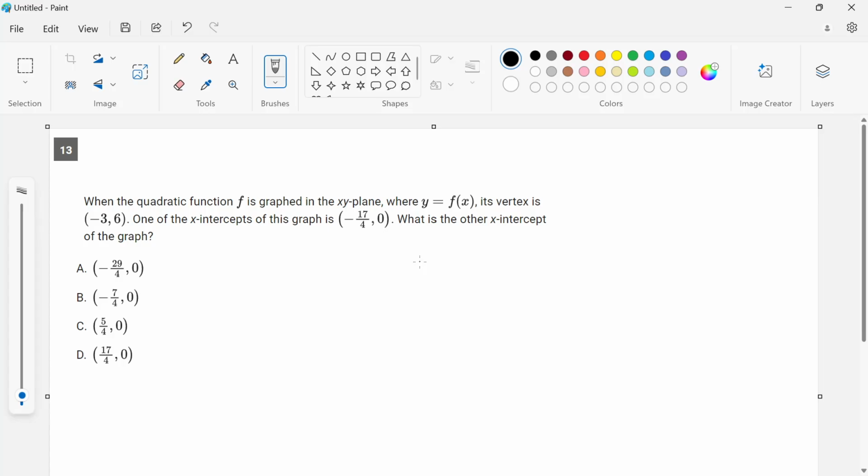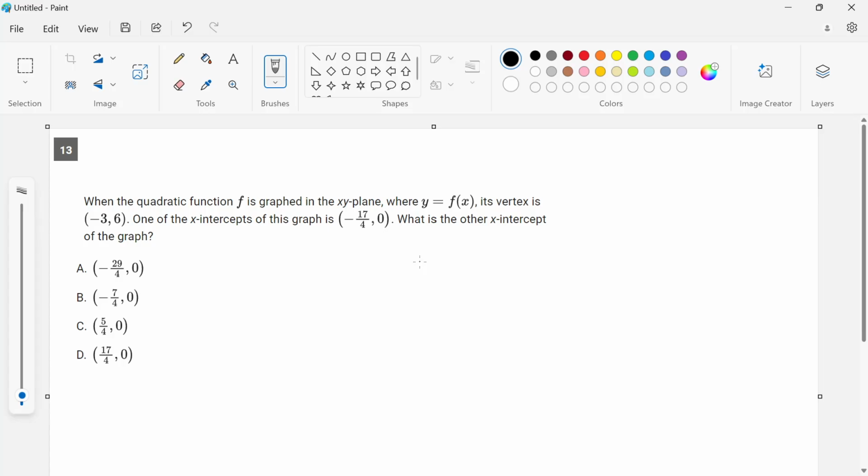This is question 13. It says when the quadratic function f, so this is about quadratics or parabolas, is graphed in the xy plane where y equals f of x, its vertex is negative 3, 6. One of the x-intercepts of this graph is negative 17/4, 0. What is the other x-intercept of this graph?